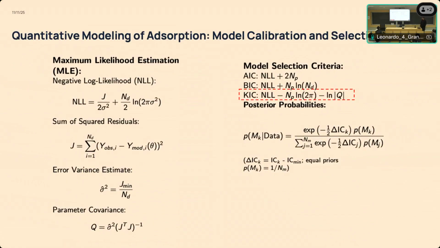In our case, we used AIC, Bayesian information criterion, and Kashyap information criterion. In this methodology, we put more focus on the KIC because it takes into account the determinant of the covariance matrix, which gives us a better idea about the uncertainty of the parameters as well. We use the Bayesian methodology with the posterior probabilities for the model selection criteria here.